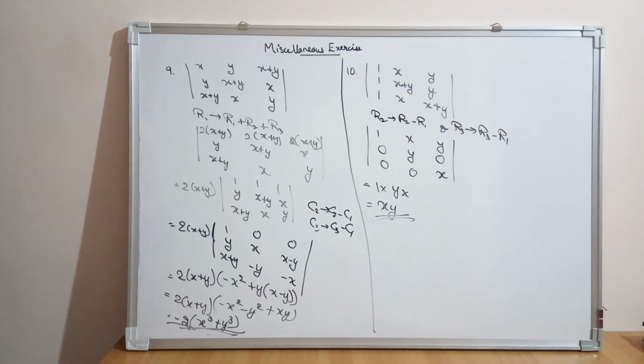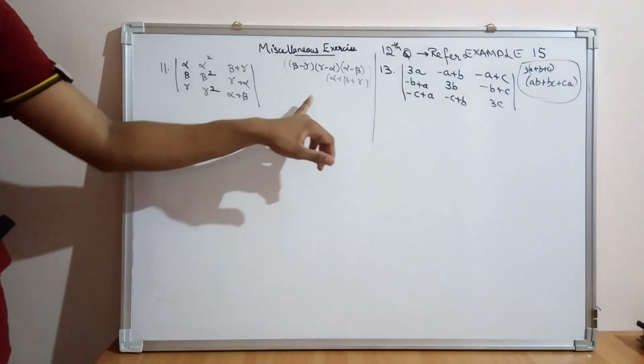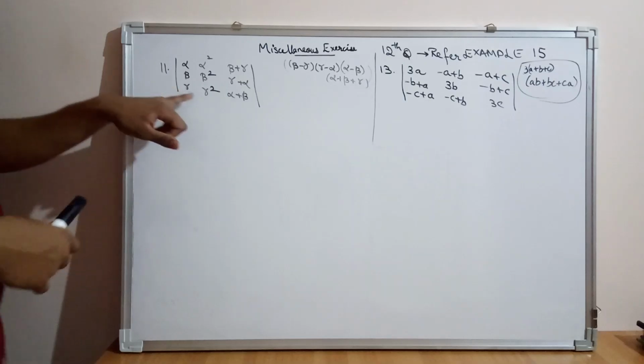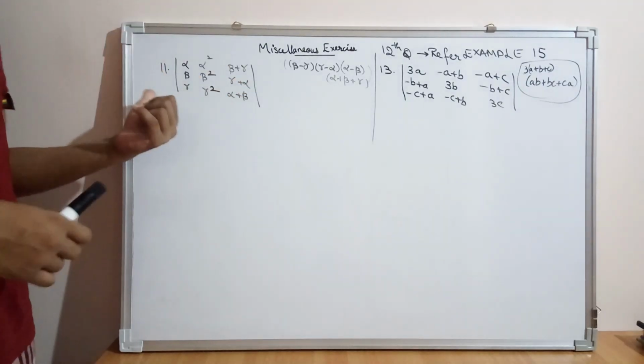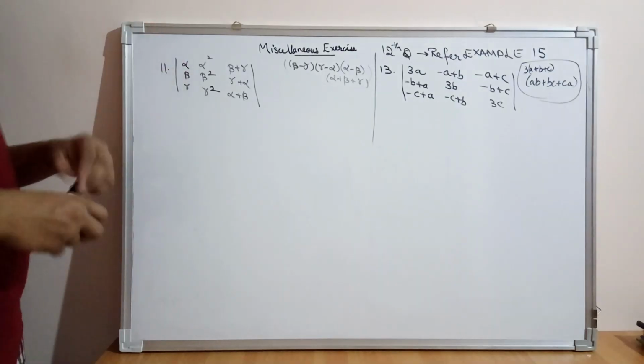The set of questions from 11 to 15 are about proving without expanding. Okay, now we have our 11th question. We're asked to prove that LHS is equal to RHS. RHS is written like this, so somehow we need to get to this format. You're asked to do it without expanding, using the properties of the determinant.